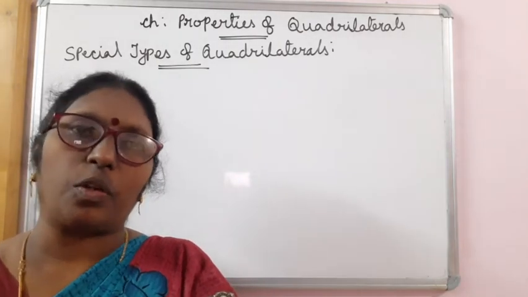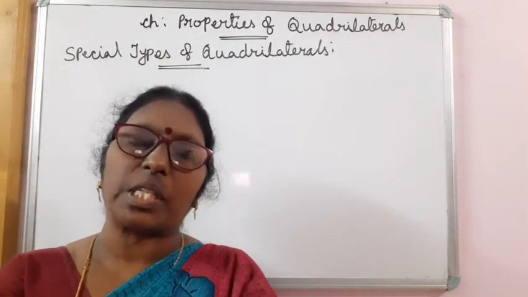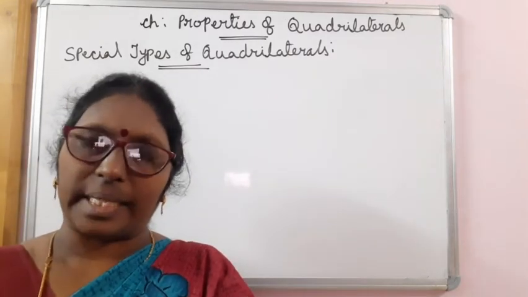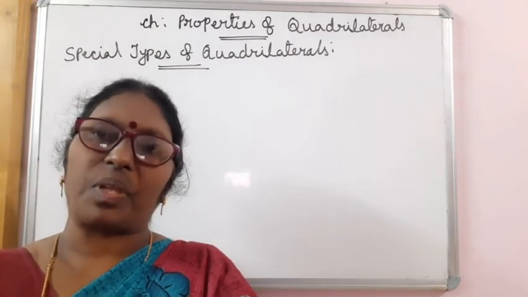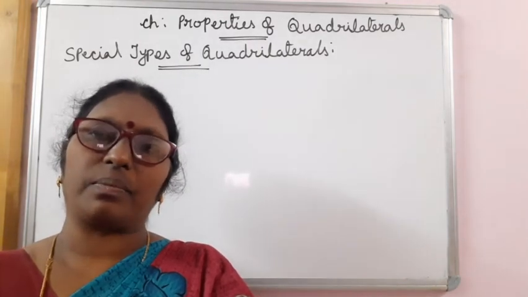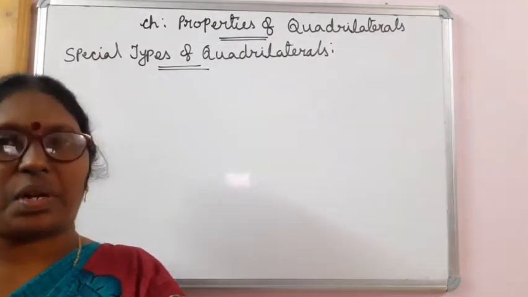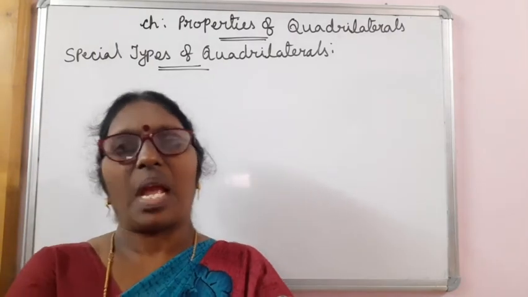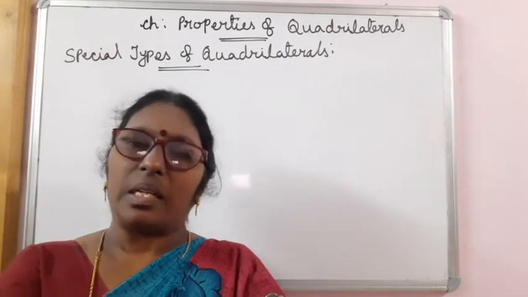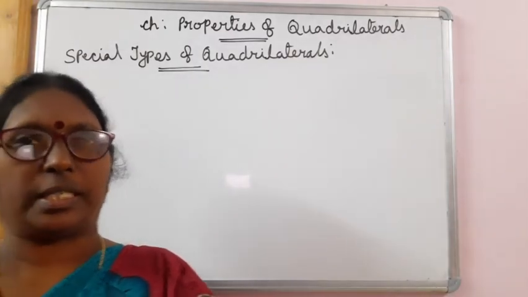And today you are going to learn about special types of quadrilaterals. What are the special types of quadrilaterals? They are rectangle, square, rhombus, parallelogram, trapezium, kite. About these special types of quadrilaterals, what are these and what are the properties, you are going to learn today. Not all, a few special types in this class.